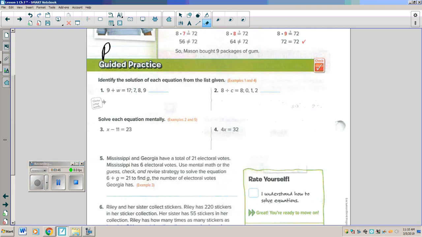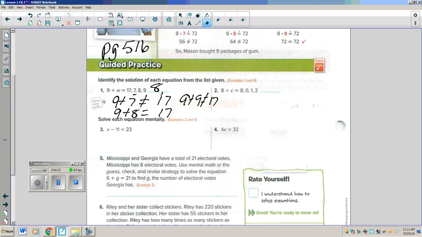Page 516. Let's do a couple of these problems. So you're going to be substituting for the variable. Number 1, 9 plus W equals 17. 9 plus 7 does not equal 17. 9 plus 8 does equal 17, so put an 8 here. And then 9 plus 9 does not equal 17. So the only number you write on the line is 8.